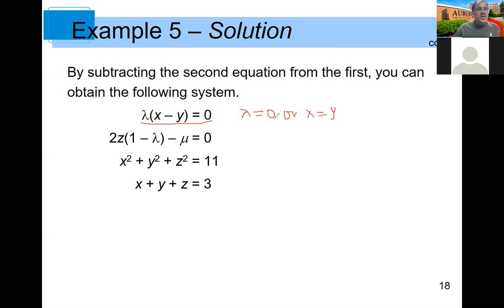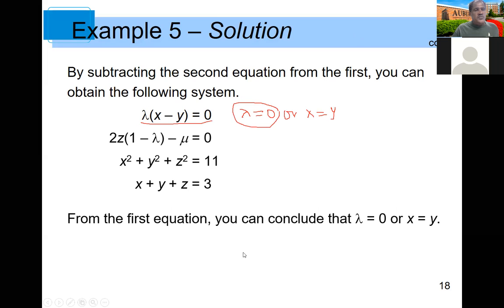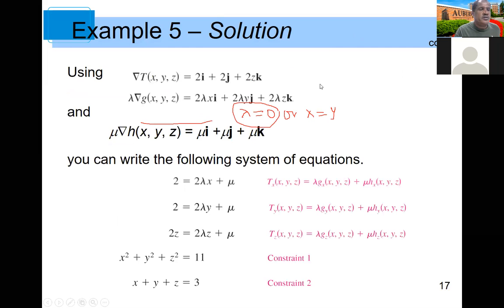Okay? Let's take lambda is 0. Suppose lambda is 0. Then what do we get? If lambda is 0, let me go back. If lambda is 0, put lambda 0 in here. From this equation, if you put lambda is equal to 0, you get mu is equal to 2, right? So if lambda is 0, mu is equal to 2, okay?